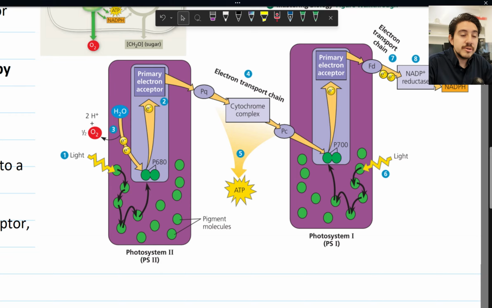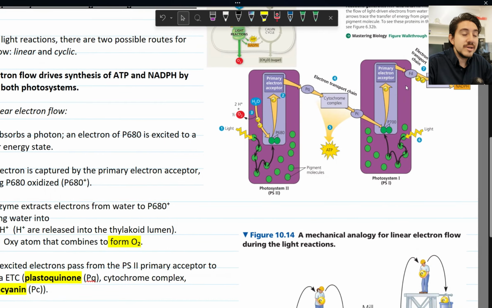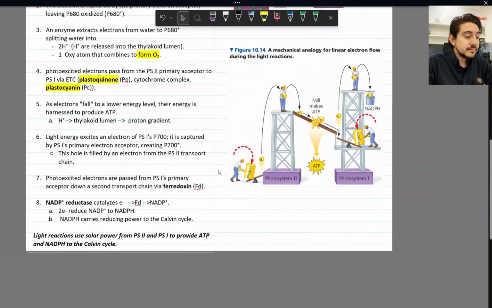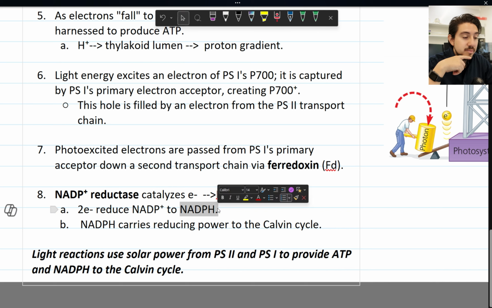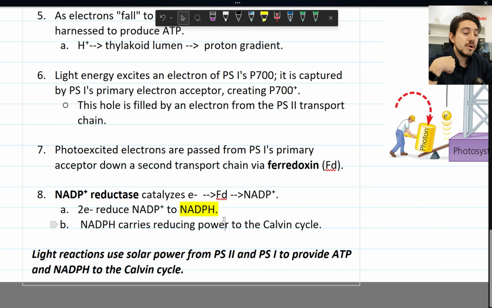Okay, remember this is an oxidized state of NADPH, and it's floating around with the help of an enzyme called NADP reductase. Okay, this will catalyze the electron to come in initially to ferredoxin and then to NADP plus, and then you get this reduced state of NADPH. So now you have an electron carrier bound to an electron, and this NADPH will go to the Calvin cycle, the next step of photosynthesis.